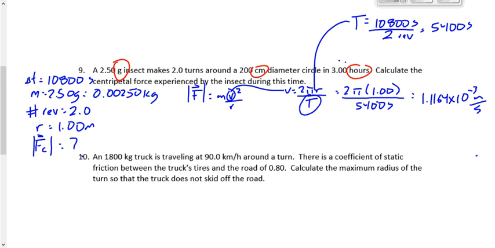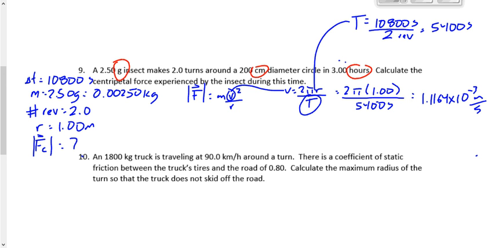But think about this. This insect is taking 3 hours to go around this turn. There's a 2-meter diameter, so it's going pretty slow. Yep, that's the speed, right? 2 pi r divided by the period. That make sense?